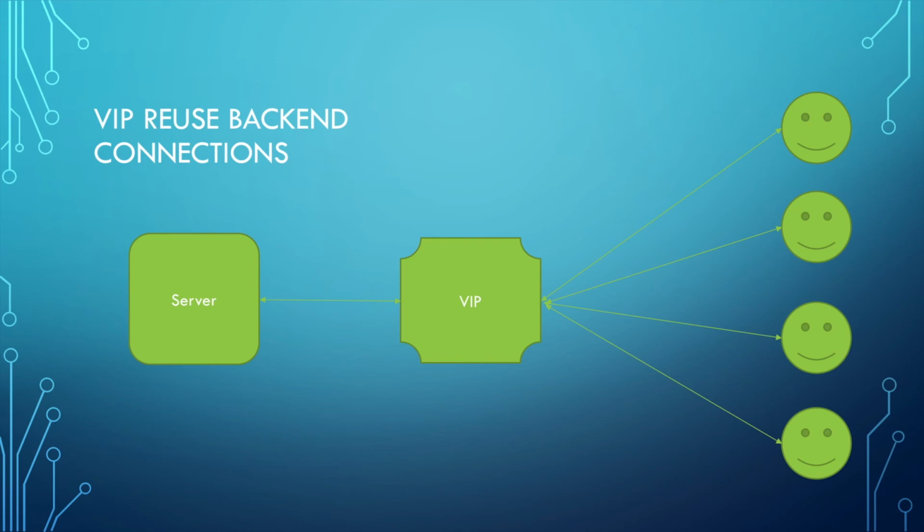For our server's problem, it has some characteristics. The VIP will use backend connections. It means many clients connect to the VIP with different TCP connections, but the VIP will only use one TCP connection to the real servers behind the VIP.